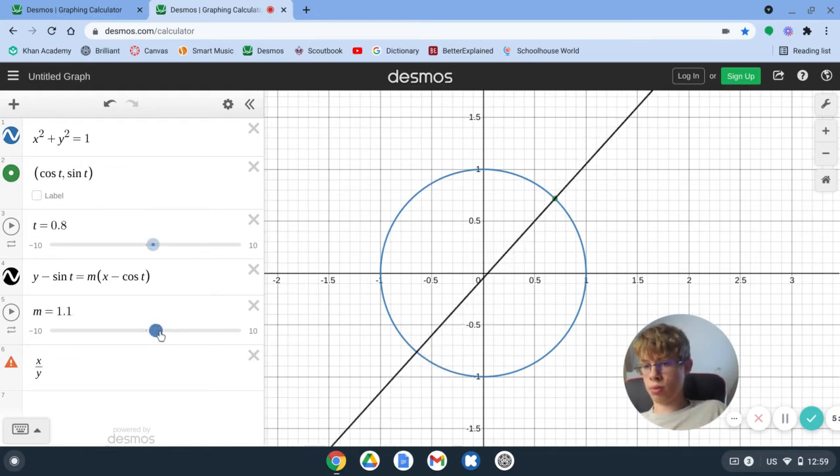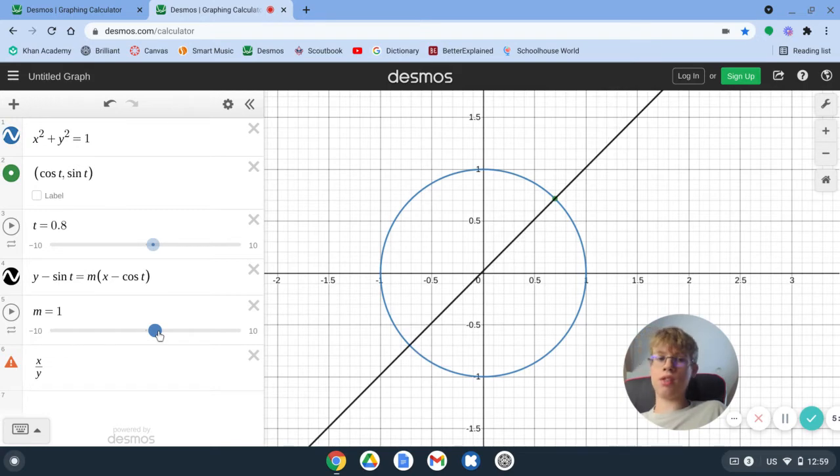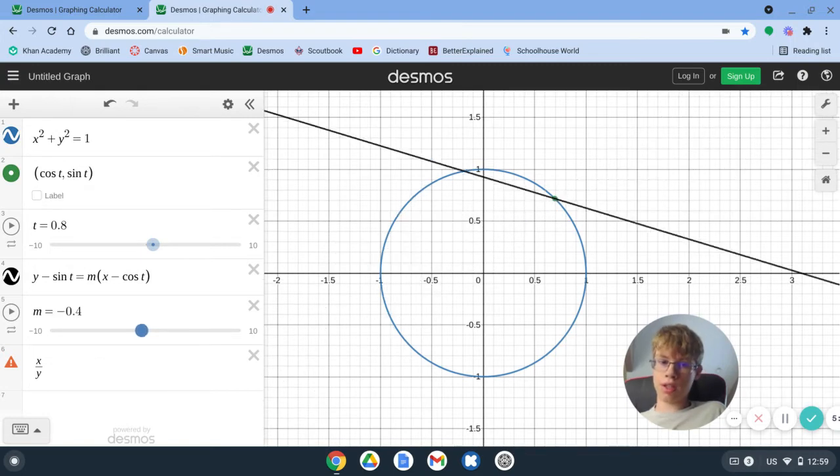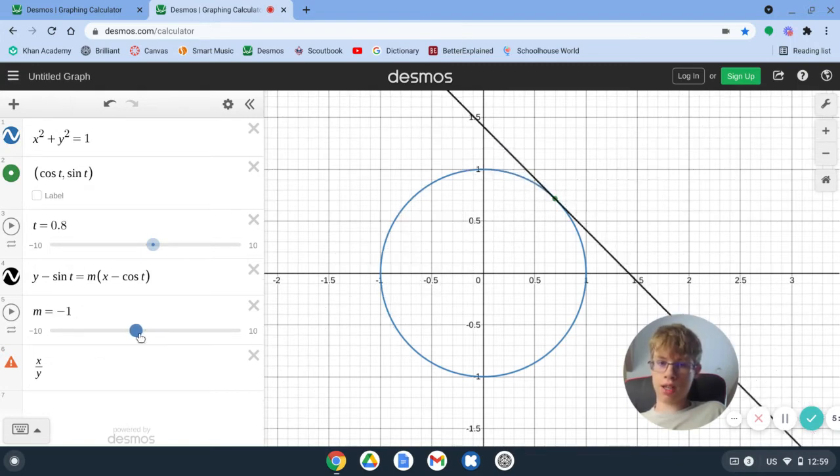So let's move the slope to 1, and you'll find that that doesn't work at all, right? That is not tangent, and that's not the slope we want. However, let's try -1, and you'll see that that looks like a very good match, right? And also, t equals 0.8, that's an approximation. Square root of 2 over 2 is obviously irrational, but for our purposes, this is good enough. But as you can see, our x over y estimate is off by a negative sign.